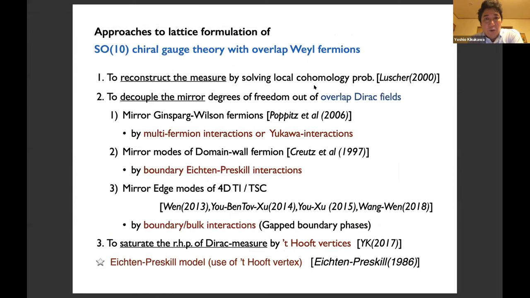The problem is to solve a local cohomology problem for the lattice gauge anomaly. Okay, this is rather a hard part, but if we can do this, and if you have a continuum proof that there is no global anomaly using the cobordism discussions, and once we can solve the local cohomology problem, it is now straightforward to define the chiral theory in a gauge-consistent manner. Yes, I think so. In Lüscher's approach, we do not need to formulate the boundary interaction terms. So we just construct the measure term by solving the local cohomology problem.